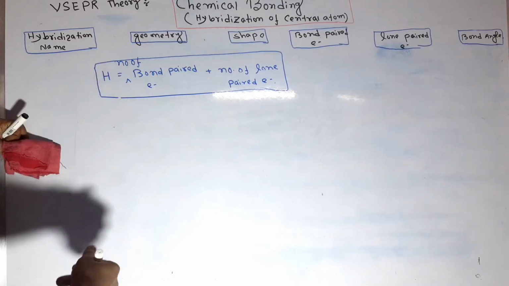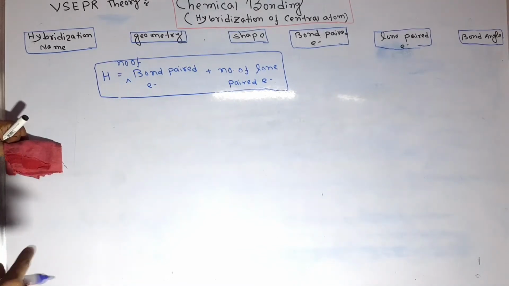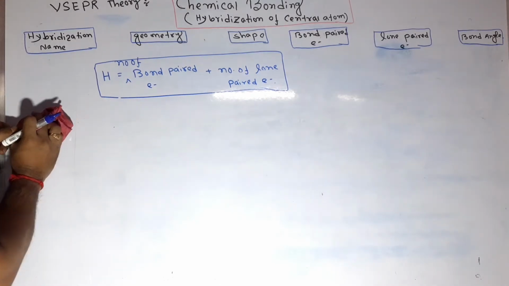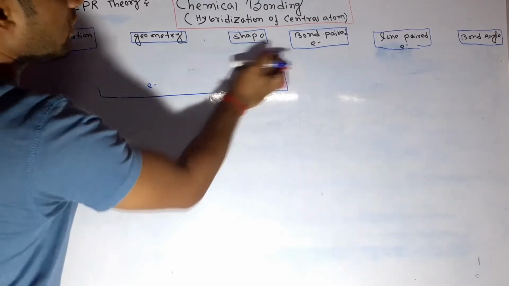According to the hybridization number, if it is 2, then the name is sp. If the hybridization number is 3, the name is sp2. This is the procedure. Next, the model of VSEPR theory.